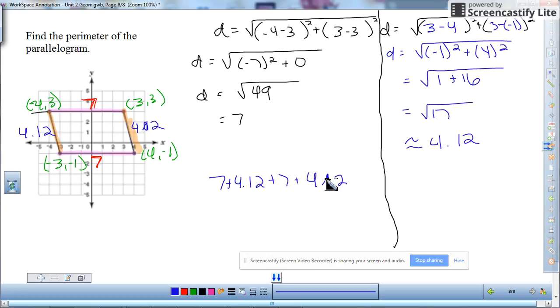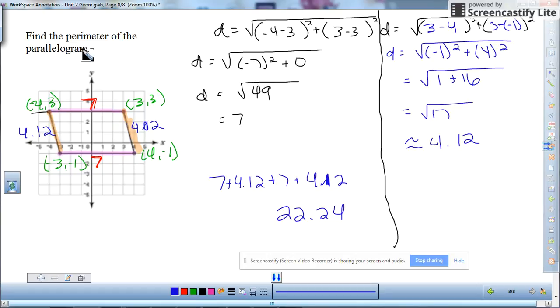And in this problem, we didn't ask you to round to any specific decimal point. I just happened to do it to the hundredths. So when I add them together, I get approximately 22.24 units. I'm not really sure what those units are. So when you have to find that perimeter, that is going to be the distance around that polygon.